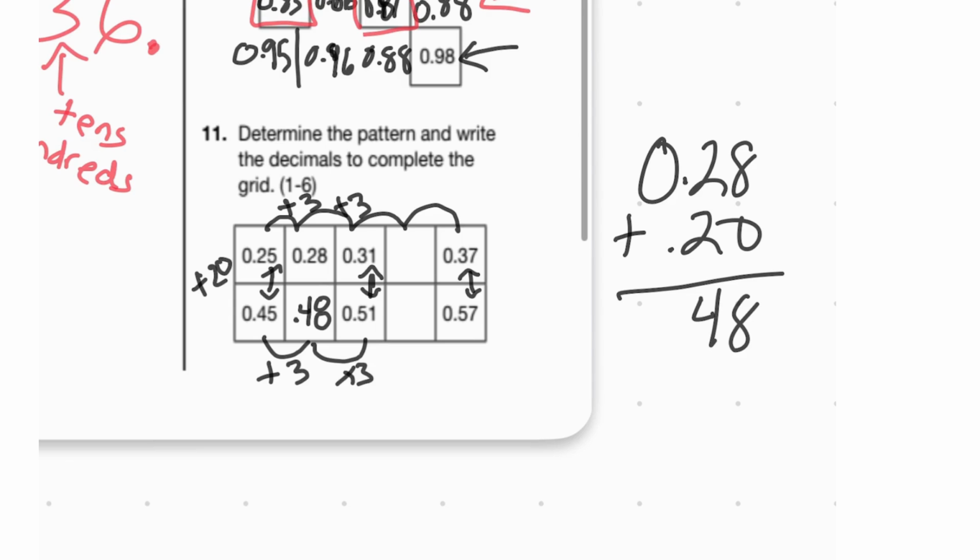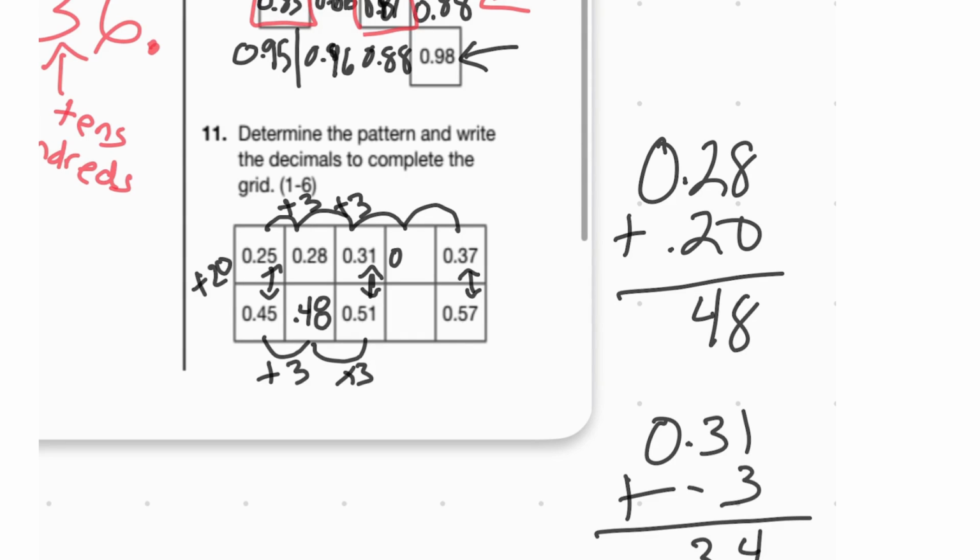So now we have to find our starting number, which would be 0.31 plus 3, which would give us 0.34. And then once again, going input, output, you would add 0.34 plus 20, which would give us 54. So 0.54. Oops. All right.